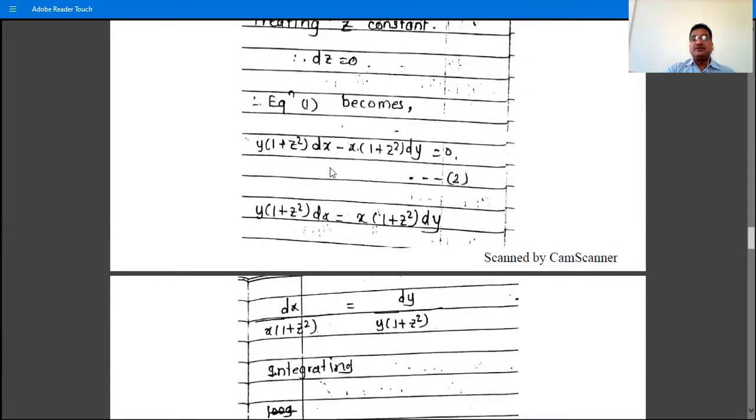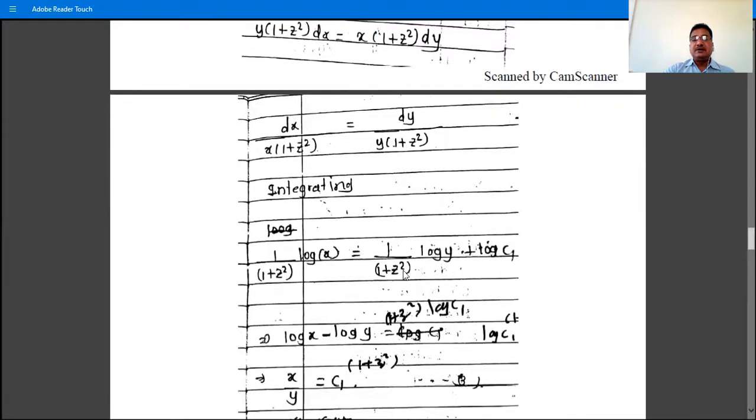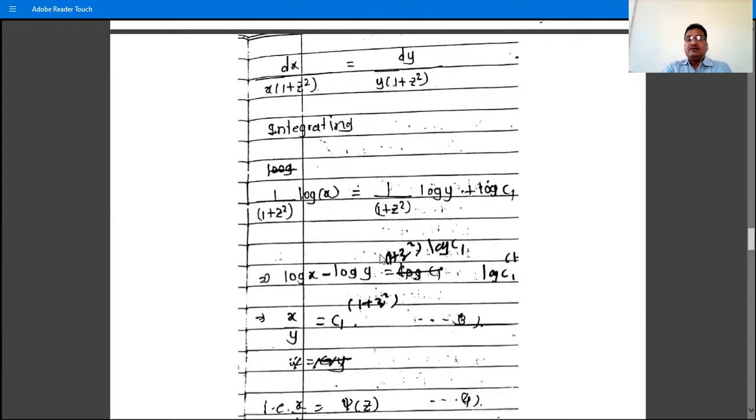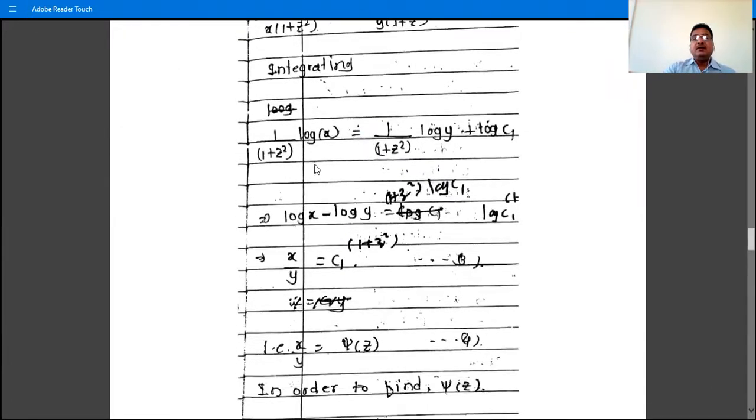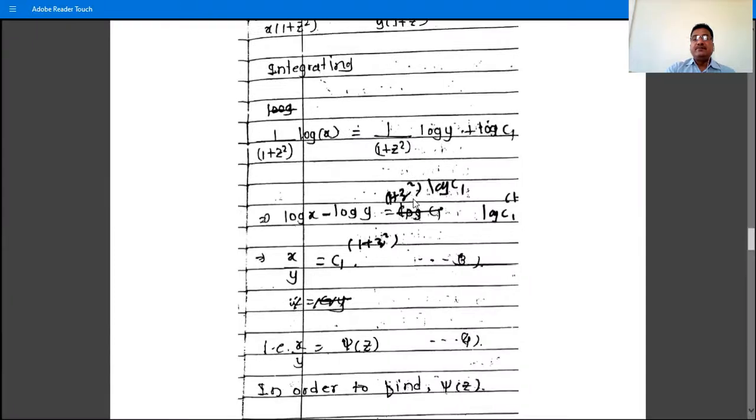So separate the variables: shift this x to the LHS, shift this y to the RHS, and cancel 1 + z². No need of this 1 + z². Then we have the integral of 1/x is log x, the integral of 1/y is log y, plus a constant of integration, so log x − log y. The 1 + z² is now shifted to the RHS: (1 + z²) log c₁.